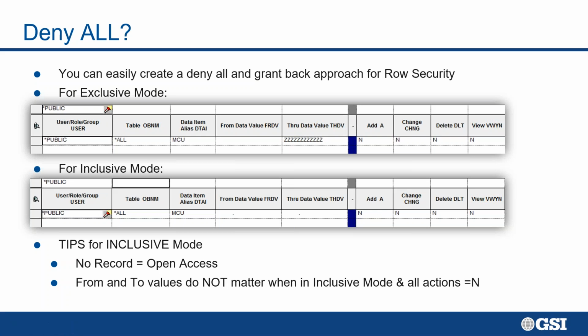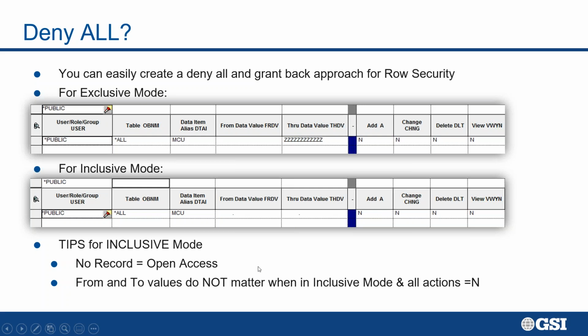So again, exclusive, you don't need data from, you need the data through, which is all the rest of the Z's, and then all the no's. For inclusive, again, star public, star all, because you're locking them all down. And here's the difference: you do not need a from data or a through data in an inclusive mode for this lockdown. You just need the no values. And as mentioned, from and to do not matter, so they're not needed.